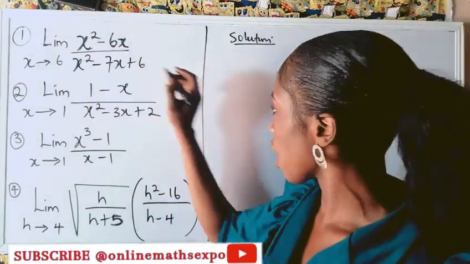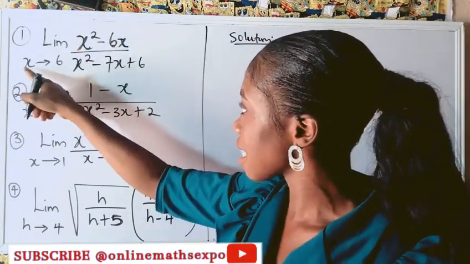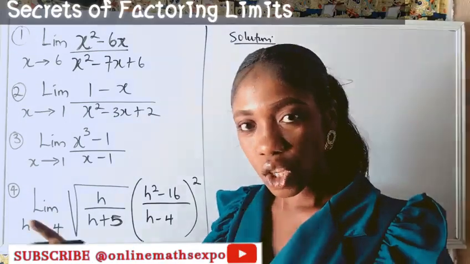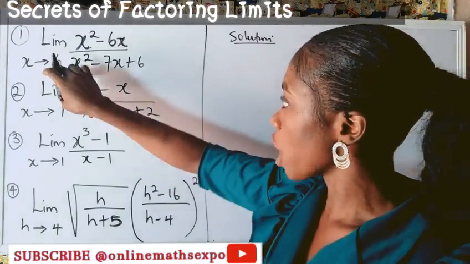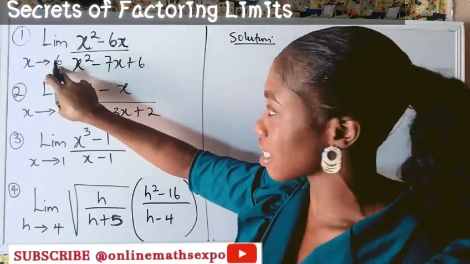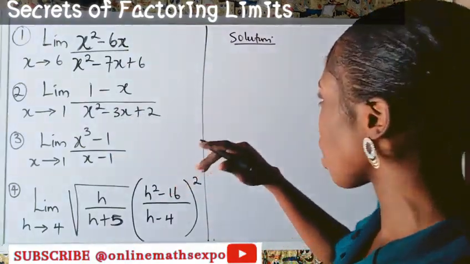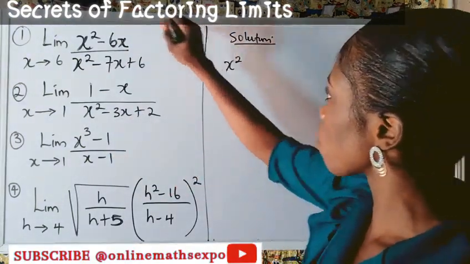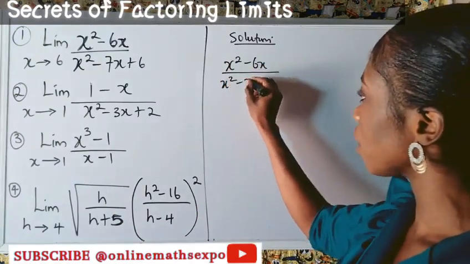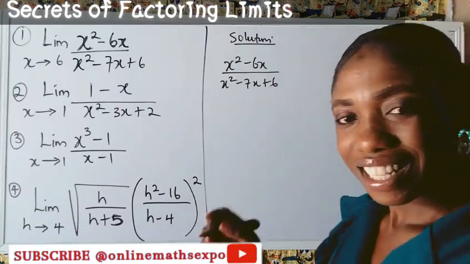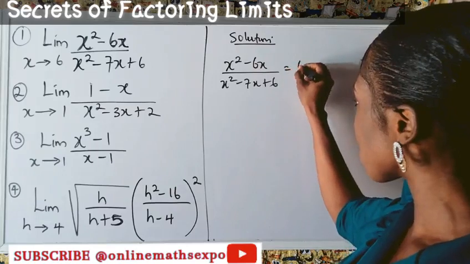Let's look at what we have here. We have the limit of x squared minus 6x all over x squared minus 7x plus 6 as x approaches 6. Supposing we want to go by direct plugging, what are we going to have? We are going to put in the value of x as 6 in this particular expression. So let's do it. We are going to have x squared minus 6x all over x squared minus 7x plus 6.